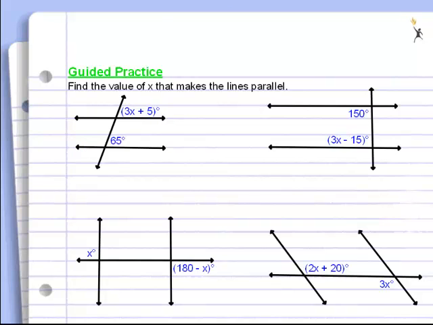Let's look at this one. We'll call this guy number one. In number one, we're given two different angles. We're given angle 3x plus 5, and we're given angle 65. Now, what do you notice about those two angles? I hope that you notice they are corresponding.